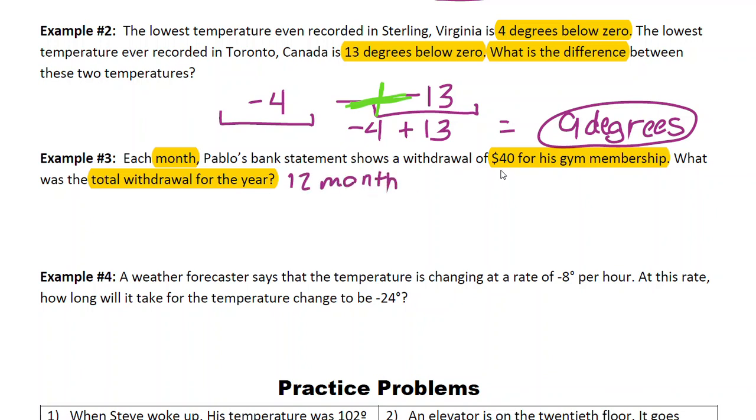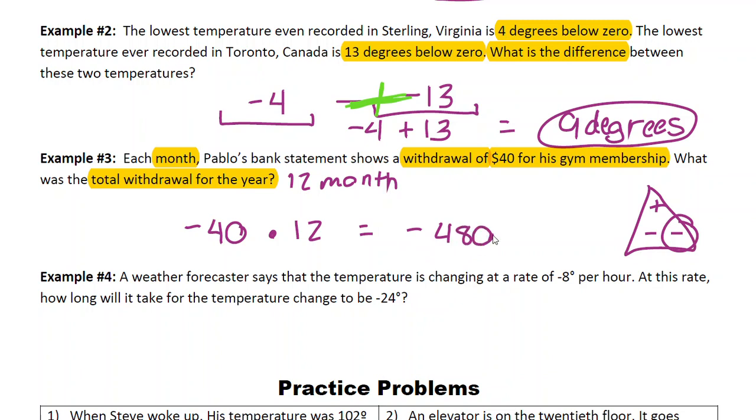So if I know I'm paying that withdrawal of $40, that's going to be a negative $40. And I have to do that for every month of the year. So I'm going to multiply that by 12. And you can use the little triangle if you need to. Remember, positive float to the top, negative sink to the bottom. A negative times a positive is going to be a negative. And if I multiply that, 4 times 12 is 48, and I add a 0. So he's going to be out negative $480 that he's going to pay to the gym.